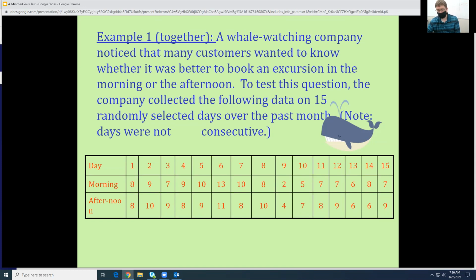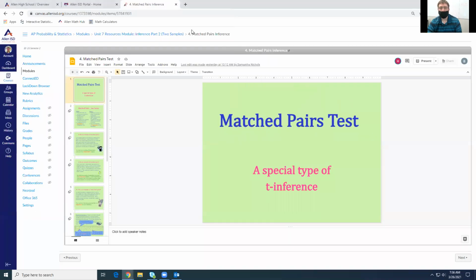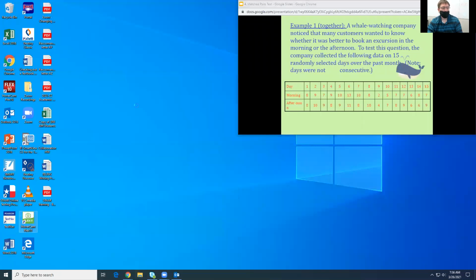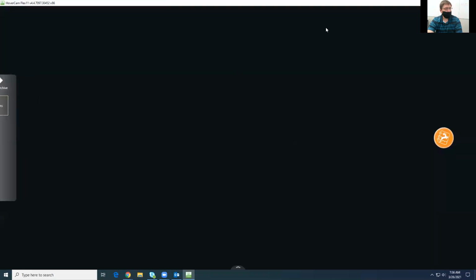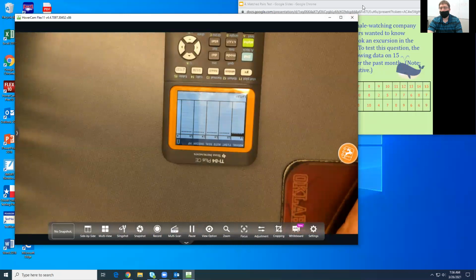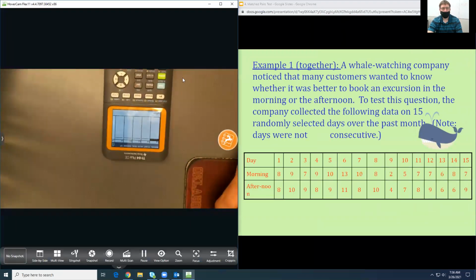So grab your calculator, go to stat, go to edit, and then we got some lists. Let me split screen this so you guys can see what's going on. That one goes there. This one gets out of my way. All right, so that one goes in.